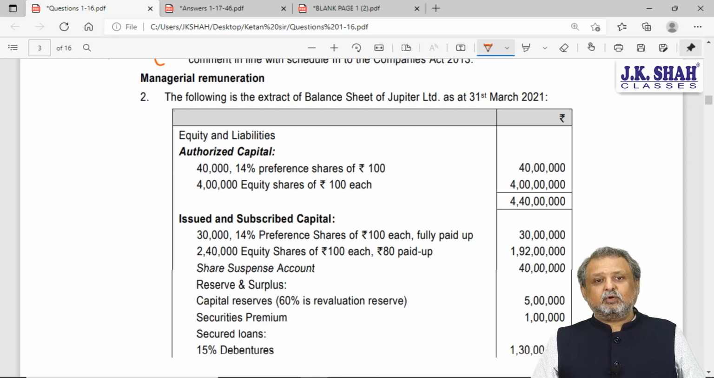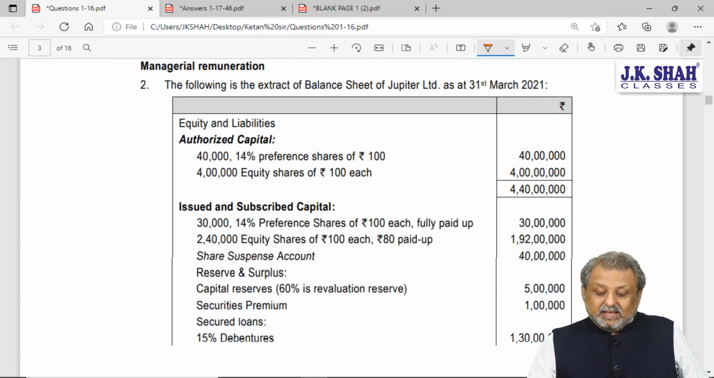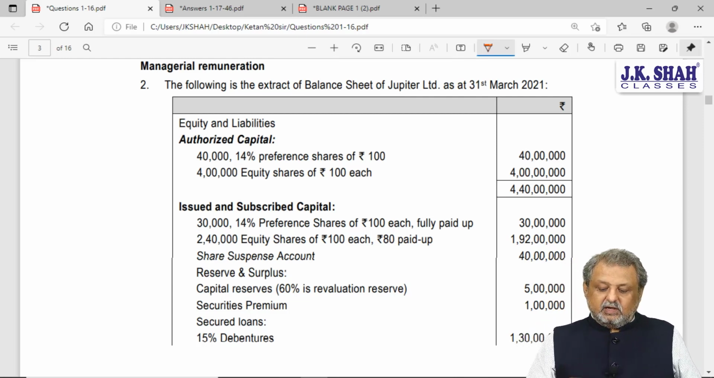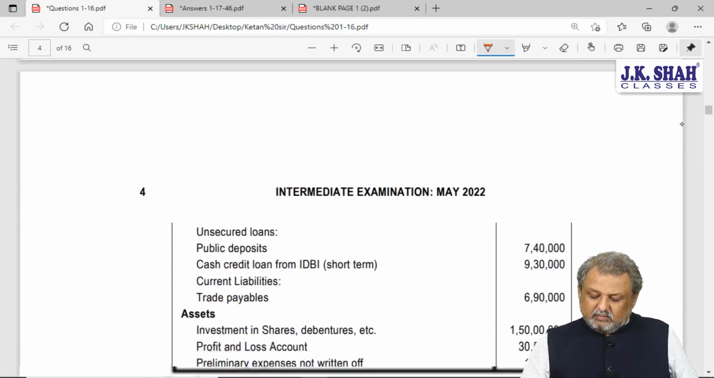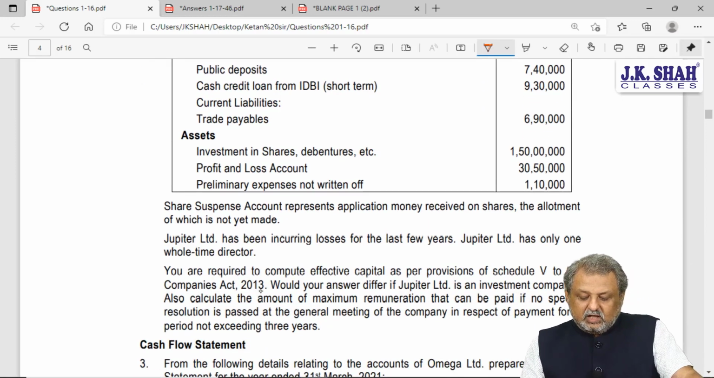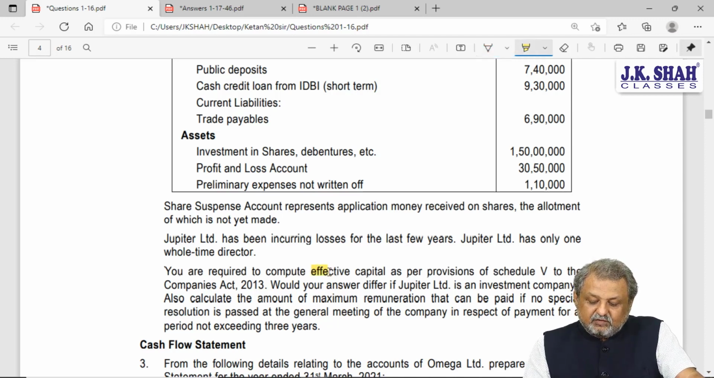Now in the same topic, going further, managerial remuneration. Now you've seen that managerial remuneration can be under two situations: when company has profit and when company does not have profit. So what is this question about? They have given the heading as managerial remuneration, but now let us go through the question to understand what the question is saying. The first line is saying balance sheet. Okay, then look at the last paragraph. In between the balance sheet is given, for that we don't have to see anything. The last paragraph says you are required to compute the effective capital.